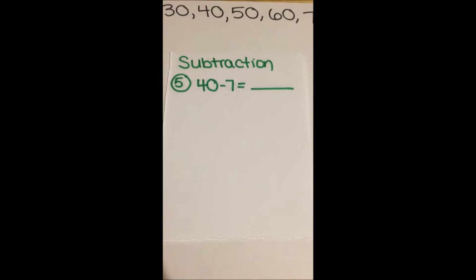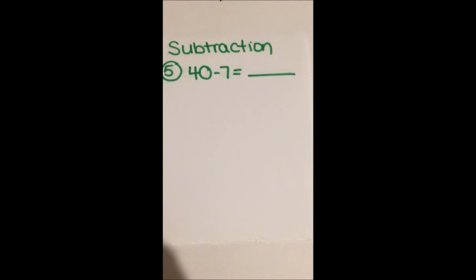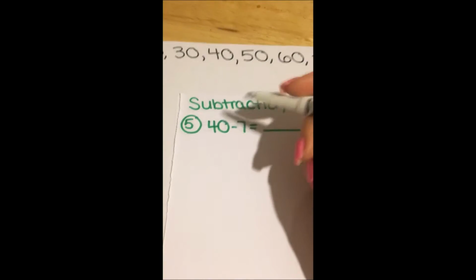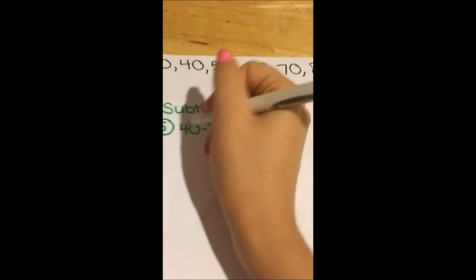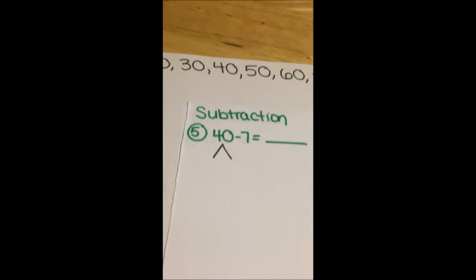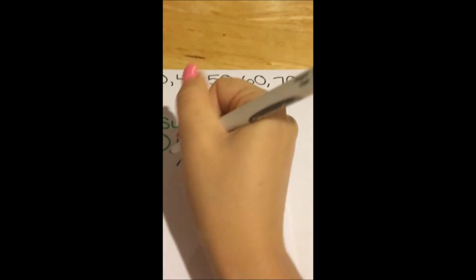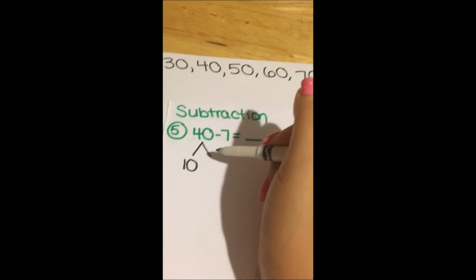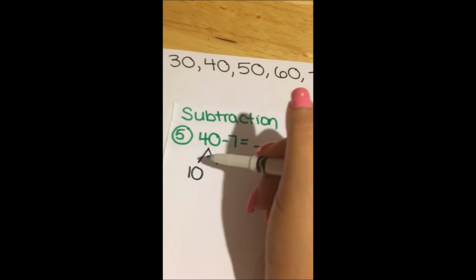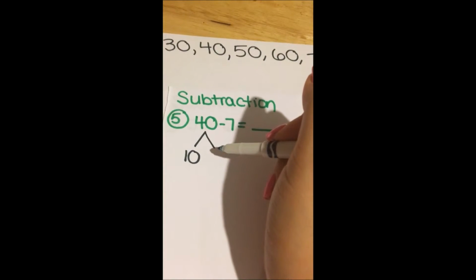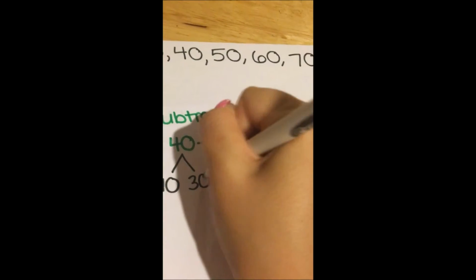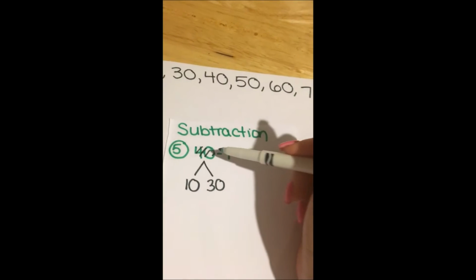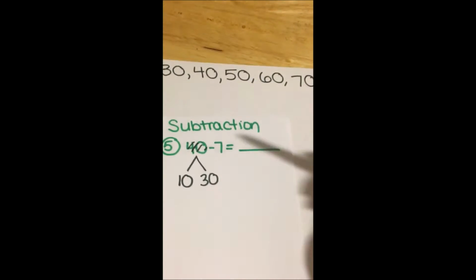Number 5, 40 minus 7 equals something. Okay, so like I said before, we're going to go to our first number. We're going to break it up. And always the first number we break it up to is 10. And then the next number, we have to figure out, what is 40 minus 10? If you said 30, you got it. Okay, so I'll cross off the 40 just because we don't want to get confused, because here is the number just broken down.